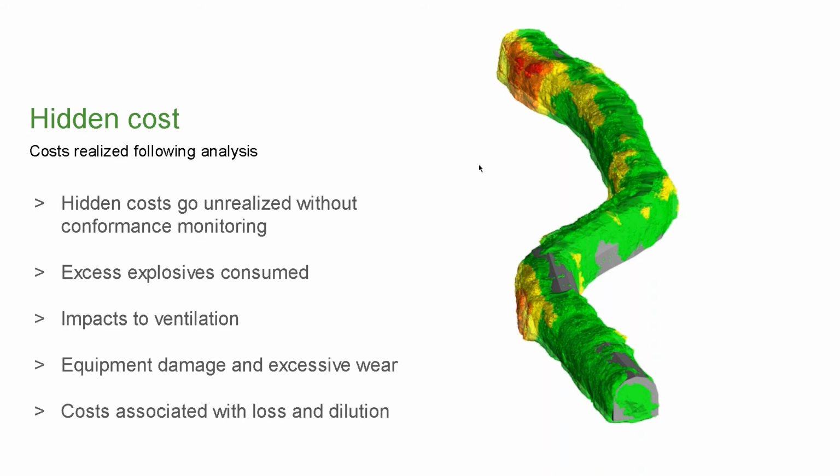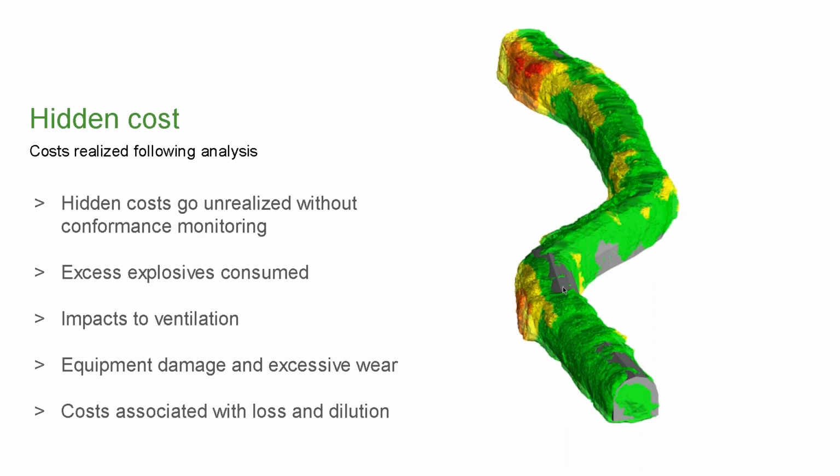Moving over to hidden costs. The assumption here with hidden costs is that the baseline scan, survey, or as-built must be collected. Without collecting this information, these hidden costs will go unrealized. With this information, we can then determine some of the hidden costs. One example might be excessive explosive consumption. In areas of this drift on the right, you can see the areas of red, orange, and yellow deviate from the design, as we've seen with similar color shading before.